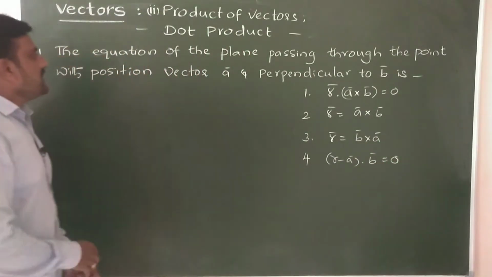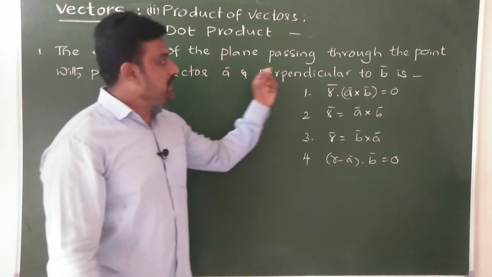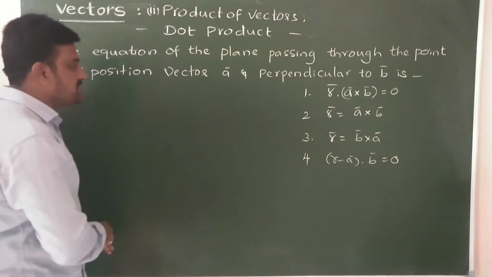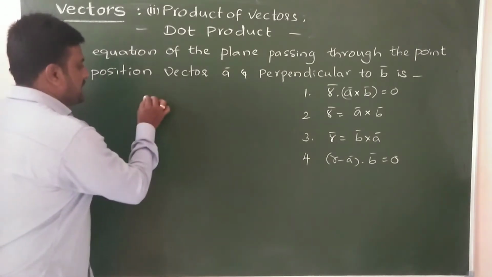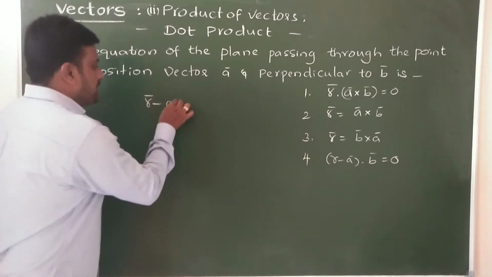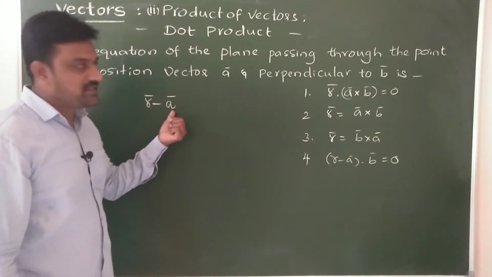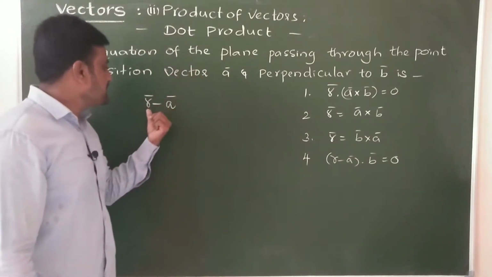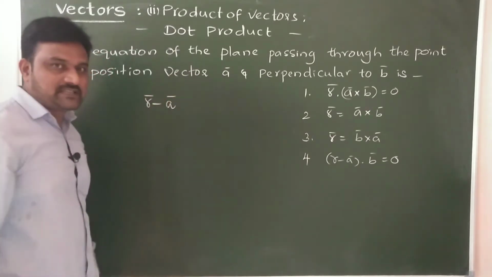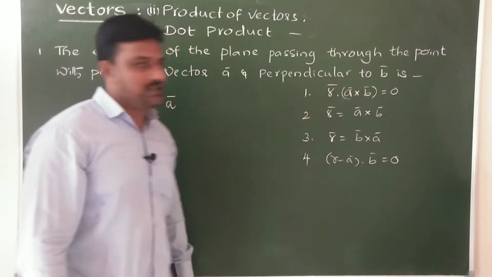Okay, let the equation of the plane, if the plane is passing through a vector, suppose passing through A, then the plane contains r minus A. If the plane passes through A, then one vector is r minus A. And it is also perpendicular to B.